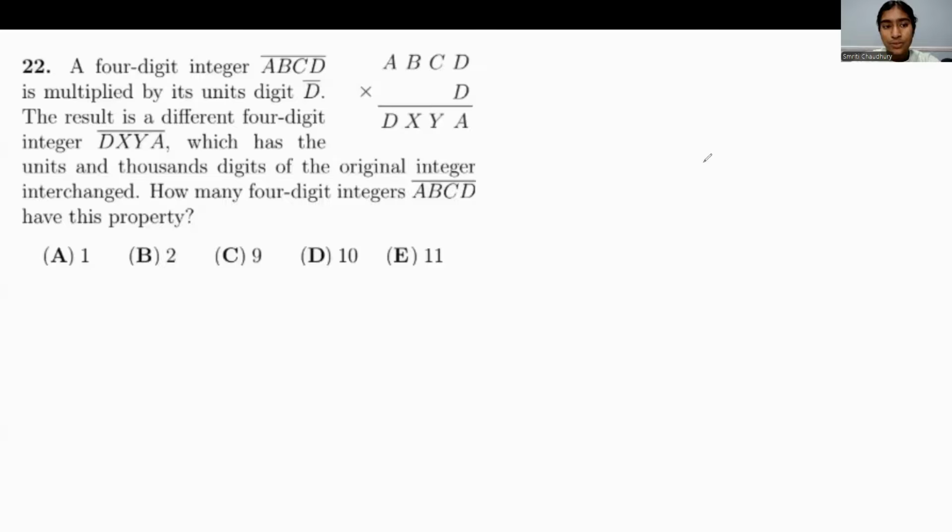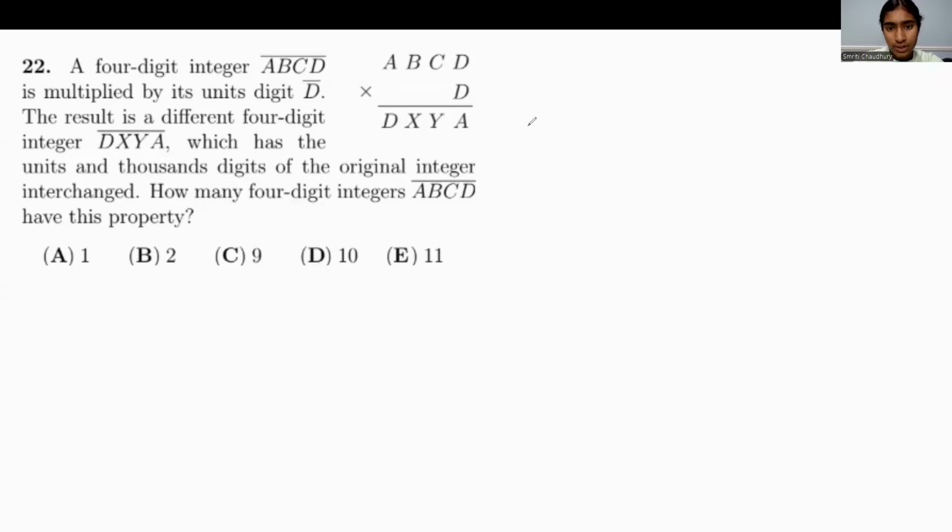Number 22. A 4-digit integer ABCD is multiplied by its units digit D. The result is a different 4-digit integer, DXYA, which has the units and thousands digits of the original integer interchanged. How many 4-digit integers ABCD have this property? So ABCD times D equals DXYA. So A and D get switched.